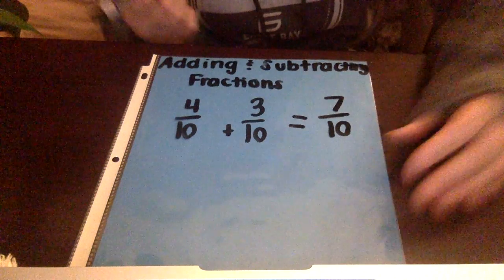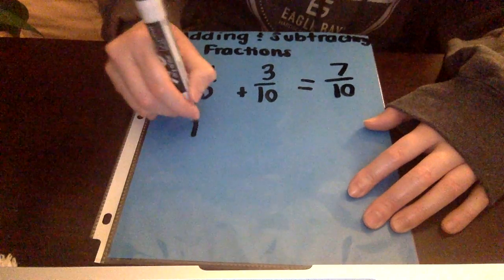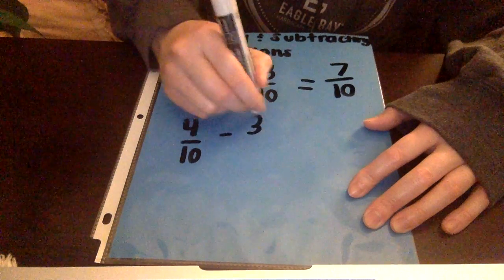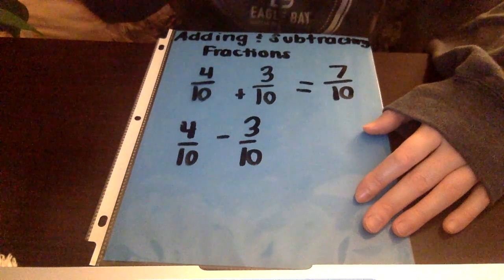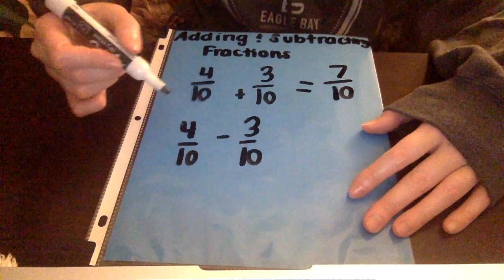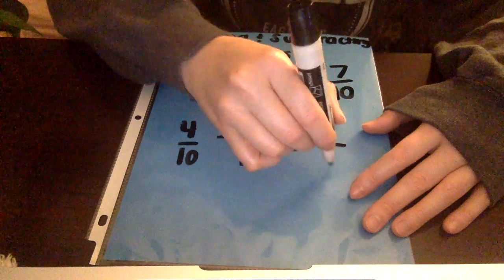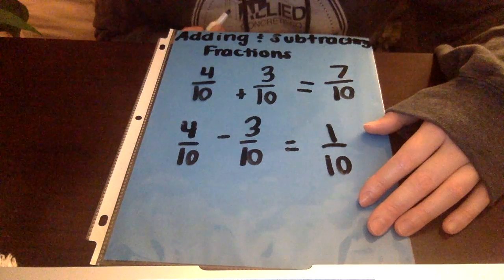And there's my answer. If I were to take the same problem and subtract instead of add, again I have 4/10, this time minus 3/10, I'm going to do the exact same thing. I'm just going to subtract between my numerators. So I have 4 minus 3, which is 1, and my denominator stays exactly the same. That's going to give me 1/10.